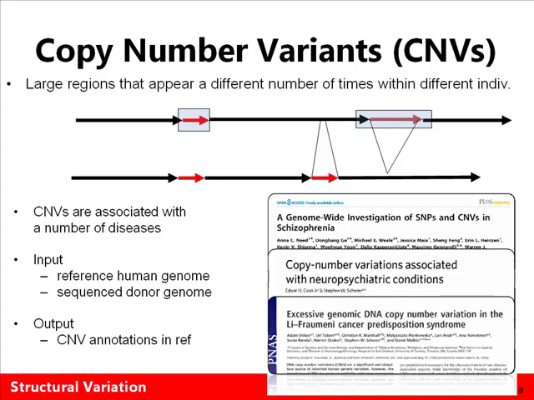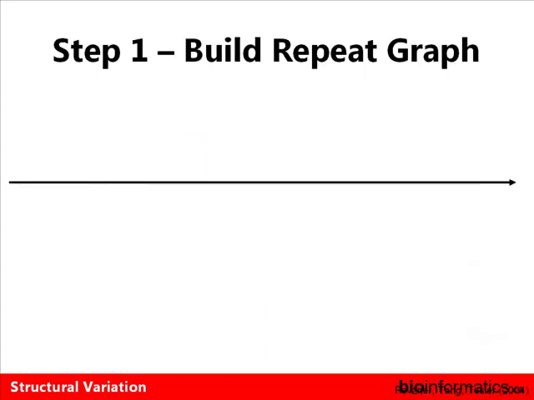In this case, the input is a reference human genome and the sequenced donor genome with just paired-end data coming from the donor. What we want to see is copy number variants annotated in the reference, finding regions of the reference that have different copy numbers. Here we're going to use a little bit of computer science, but computer science which you already know.